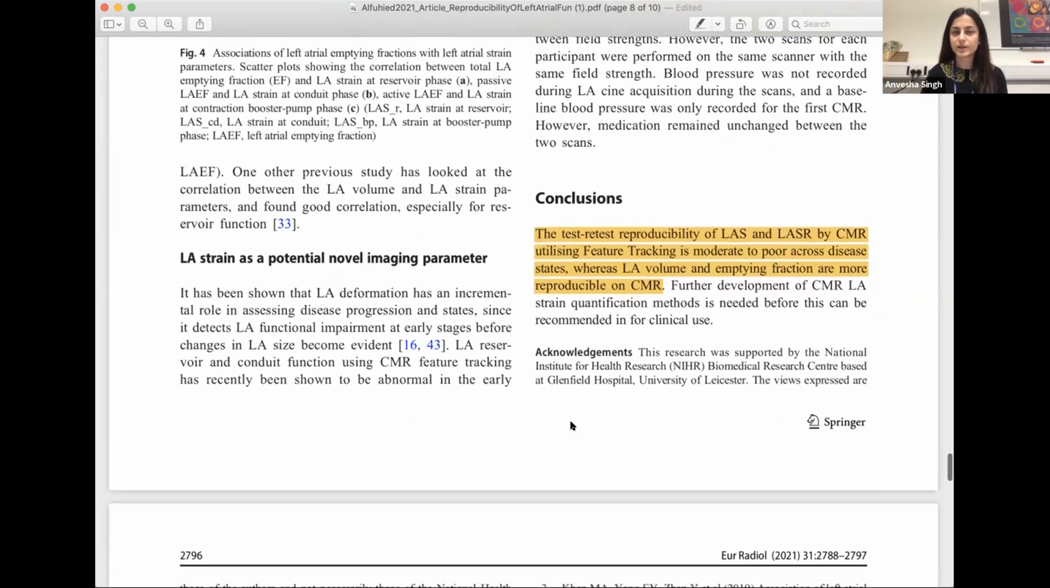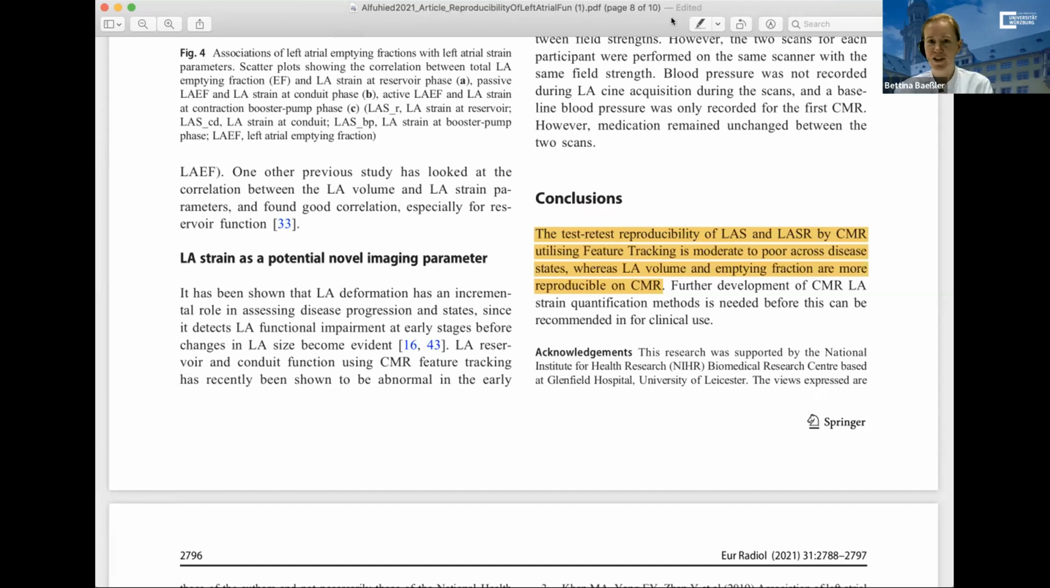So in conclusion, we have shown that the test-retest reproducibility of LA strain and LA strain rate by CMR using feature tracking is only moderate to poor across disease states, whereas for LA volume and emptying fraction appears to be more reproducible and quicker to analyze at this stage. So before this technique can be routinely utilized in clinical practice, further development of strain quantification and standardization of acquisition and analysis is needed. Thank you.